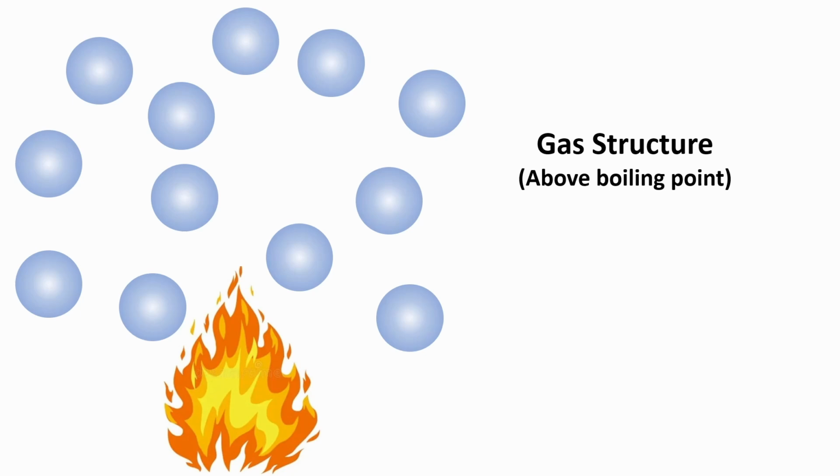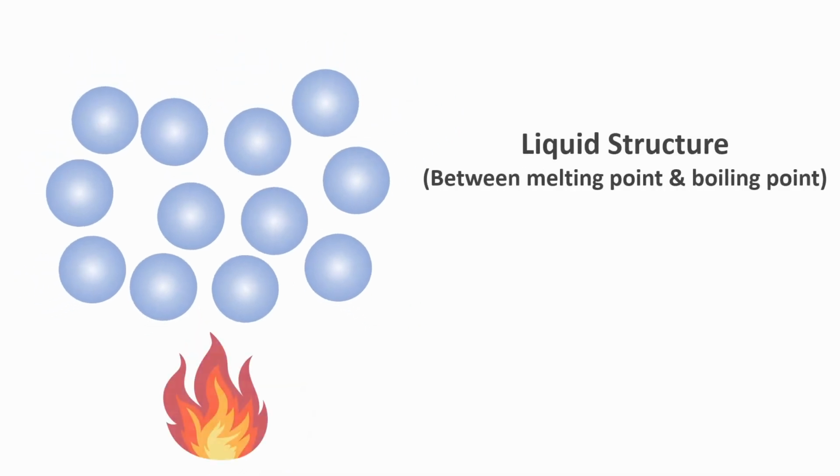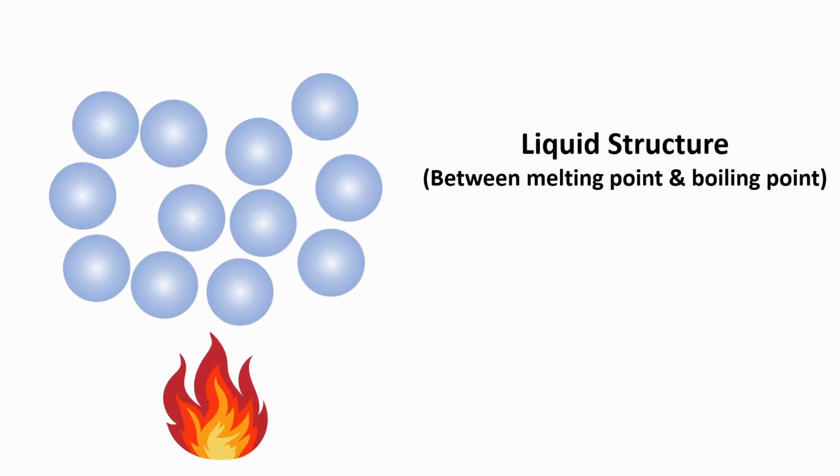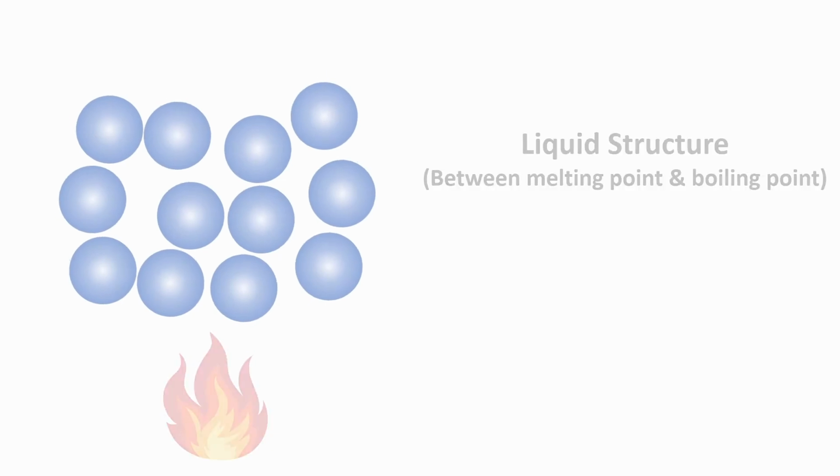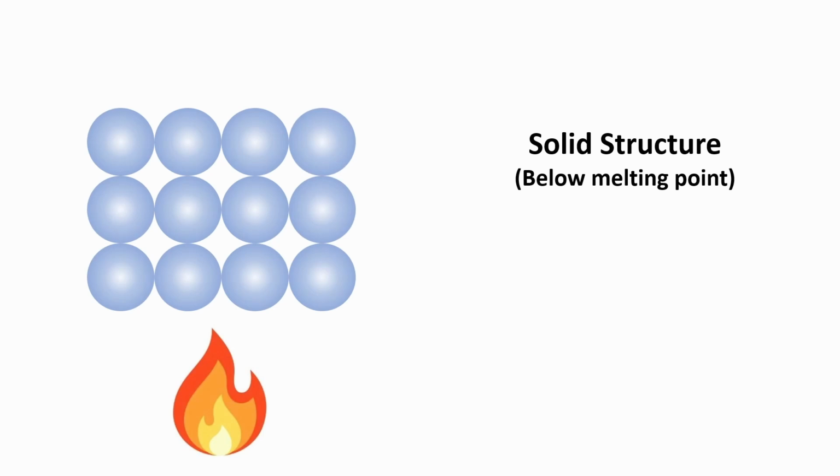On the other hand, when a gas is cooled, the particles lose energy. As a result, the particles will move closer to each other and turn into a liquid structure. On further cooling, as the temperature decreases over time and reaches its freezing point, the particles can only vibrate in a fixed position, and that's how a solid is formed.